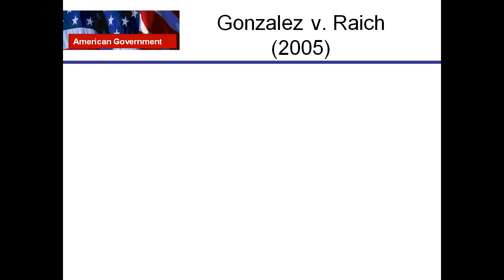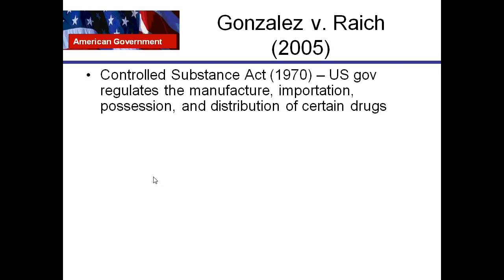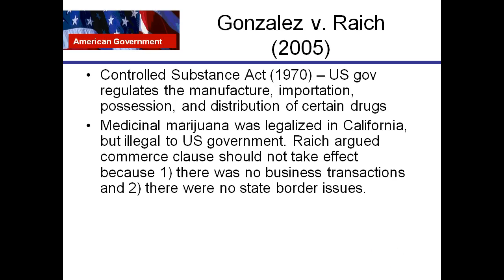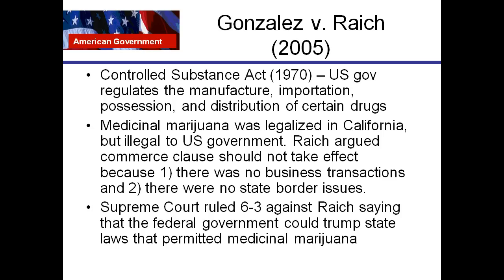Okay. Now you also have Gonzalez versus Raich here, 2005. This was based on the Controlled Substances Act of 1970. The government regulates the manufacture, importation, possession, and distribution of certain drugs. Medical marijuana was legalized in California, but illegal to the U.S. government. Raich argued the Commerce Clause should not take effect because there was no business transaction and there were no state border issues, so therefore the federal government does not have the power to regulate it. The Supreme Court ruled 6-3 against Raich here, saying that the federal government could trump state laws that permitted medical marijuana.